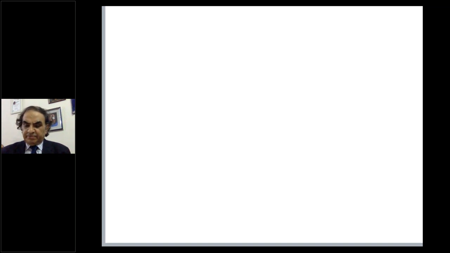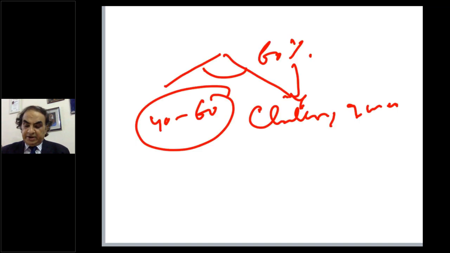The first question is from Bhagyashree about the ideal angles. Yes, they say 60 degrees, which prevents cluttering of instruments. It's variable, so I'll call it 40 to 60 degrees. Keep that angle so that vision and the instruments don't fight with each other. Next. If there are any more questions, please post them.